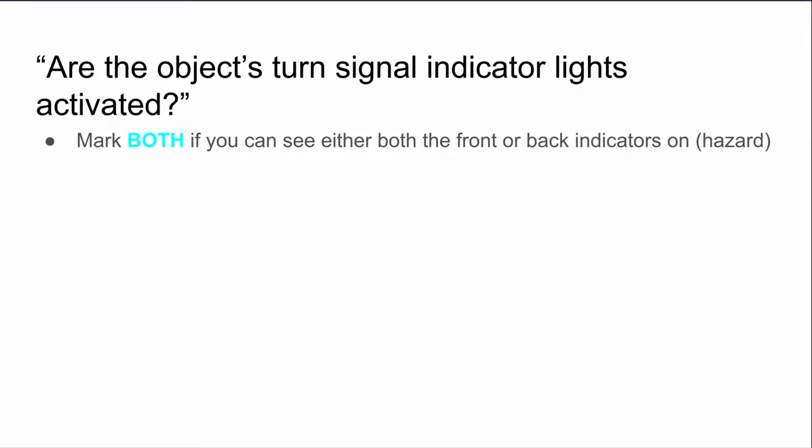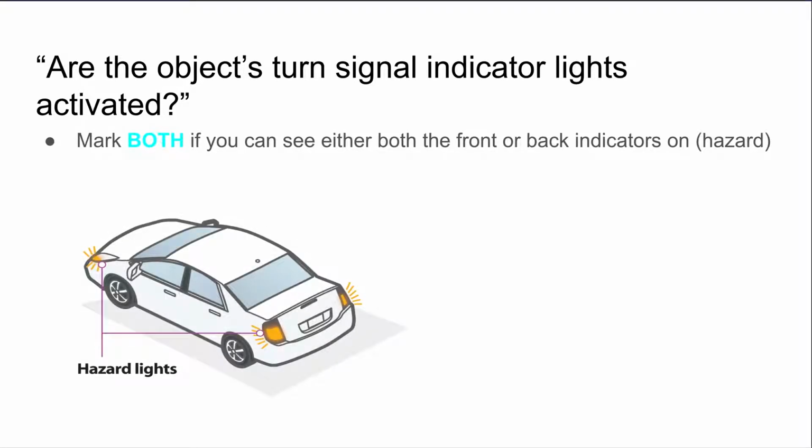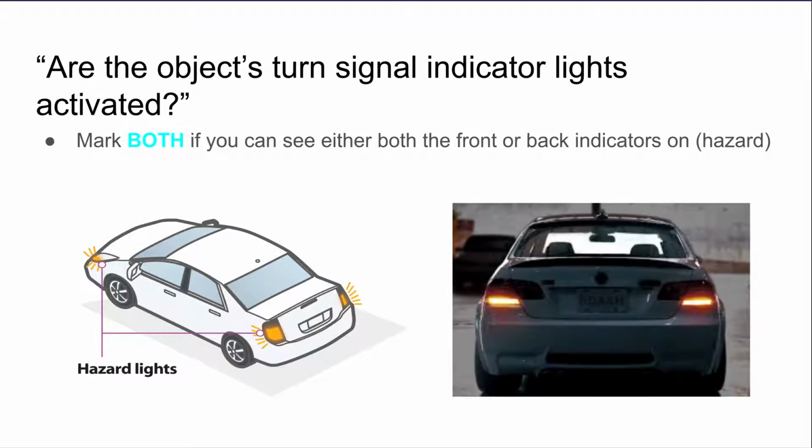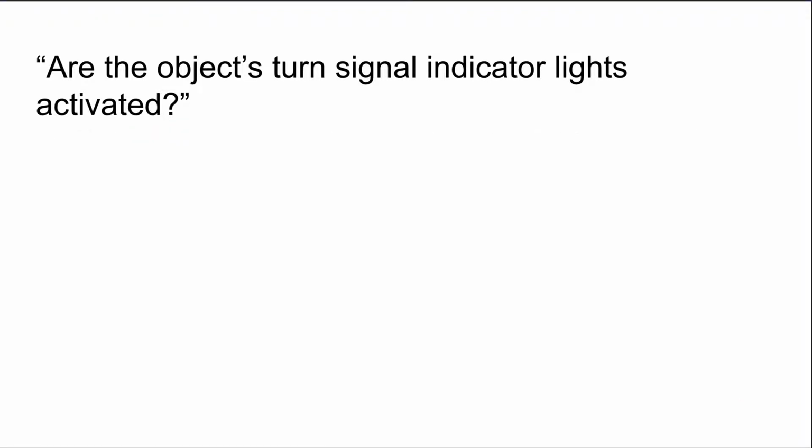If you see both indicator lights on at the same time in a frame, then please select both on indicator lights. So in these two examples, if we were looking at frame 15, for example, and we see both indicator lights on the vehicles, then that's when we would select both.